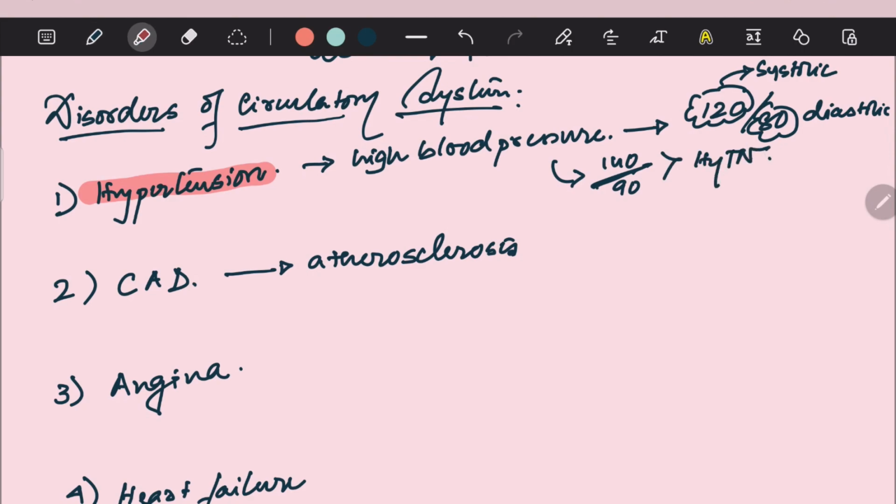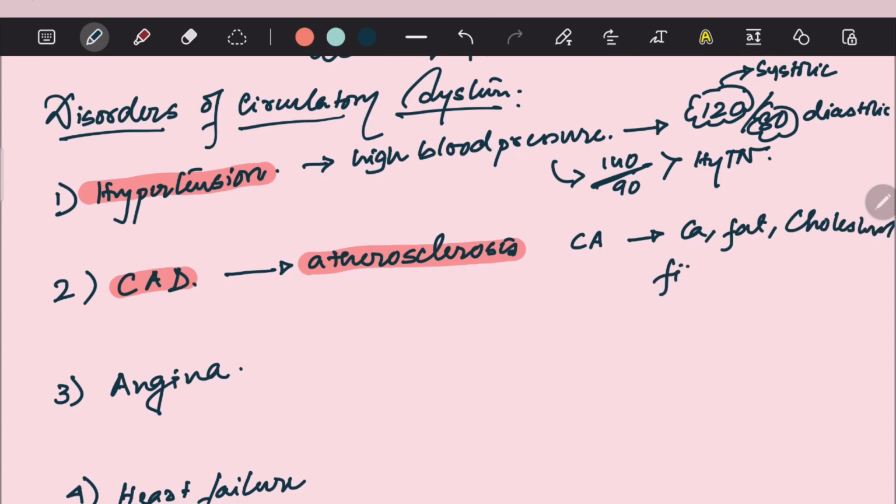The second disease which we should know about is the coronary artery disease. We talked about this earlier. What is actually the coronary artery? It is basically the artery which supplies the heart. So we get to understand that coronary artery disease must be something associated with the coronary artery. This is also referred to as atherosclerosis. Atherosclerosis is nothing but the blockade of the coronary artery due to deposition of certain foreign substances like calcium, fat, cholesterol, and some fibrous tissues.